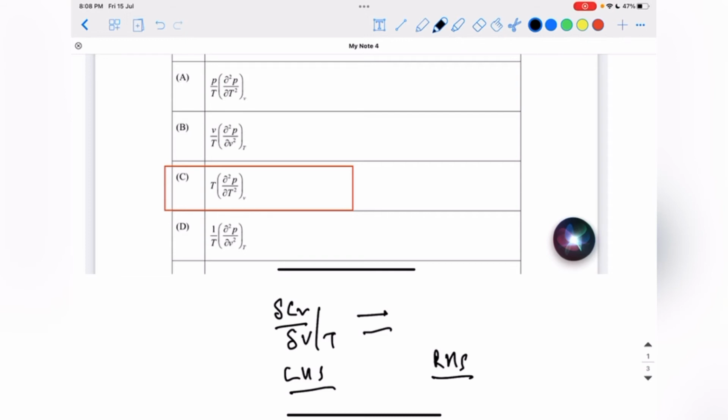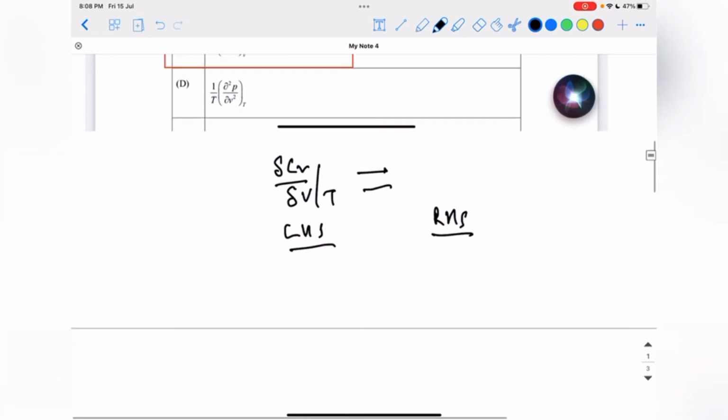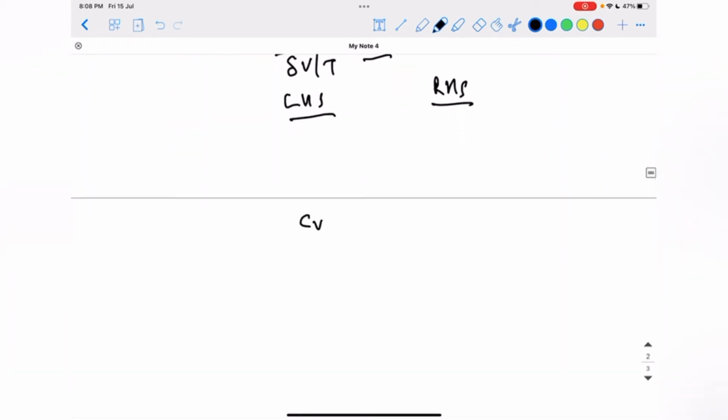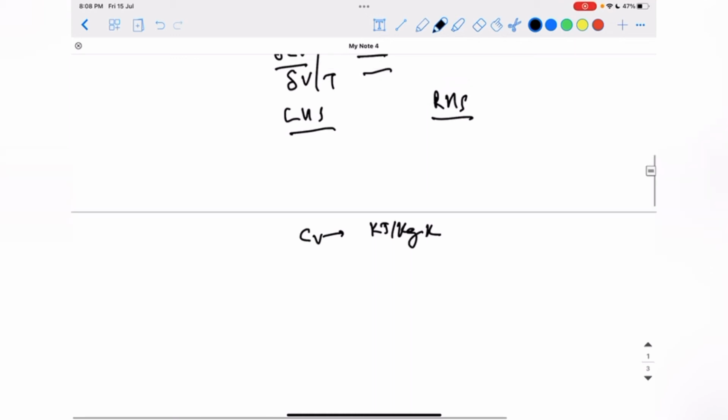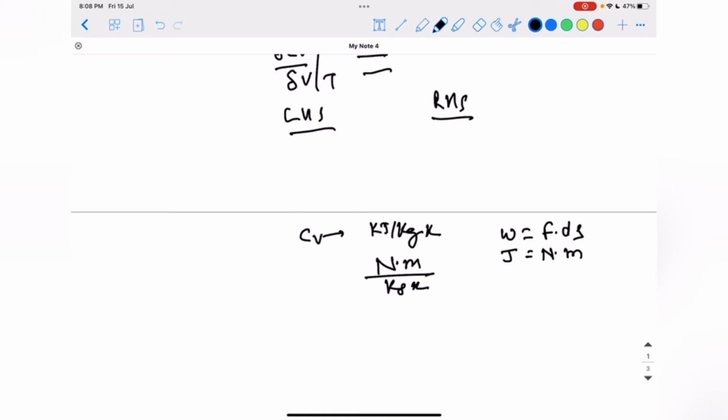Now let us find the unit of LHS. For CV, I know that this is kilojoule per kg Kelvin. Or I can write this as, joule can be written as Newton meter per kg Kelvin. See, work done is equal to F dx, and this is joule, force is Newton, and this is meter. So I can write joule as Newton meter. Kilo has nothing to do with the units.